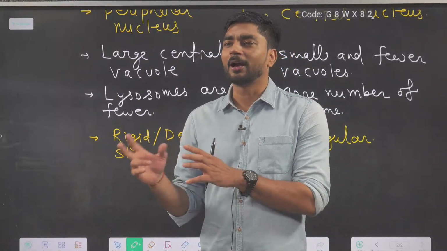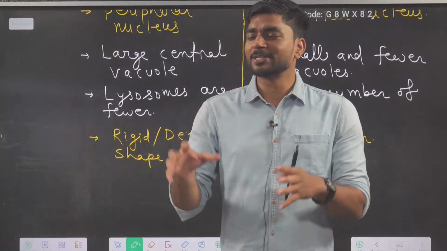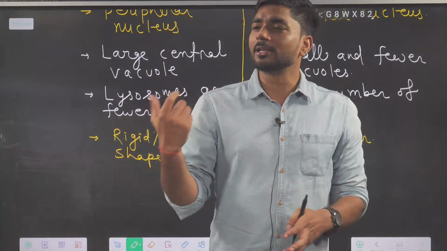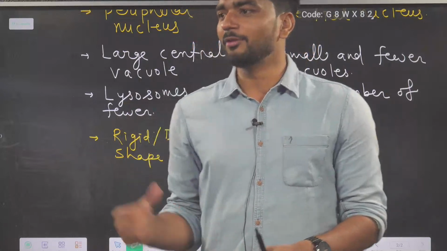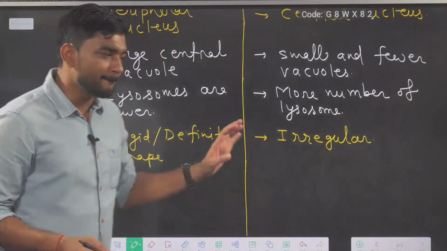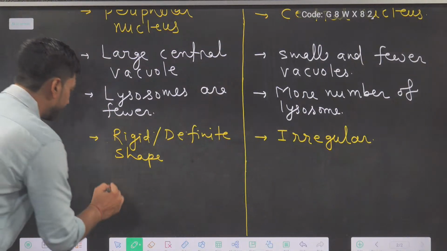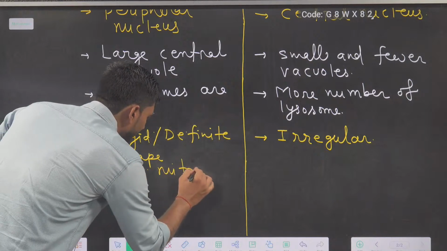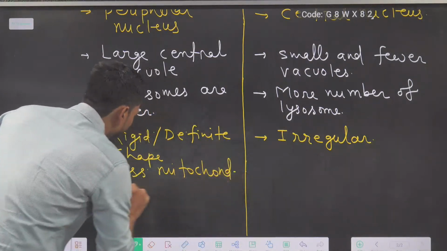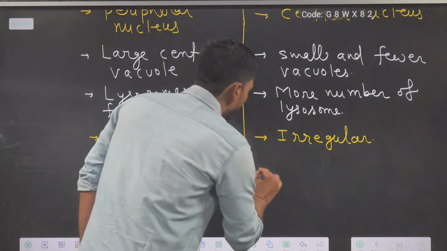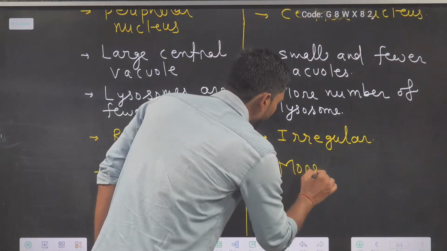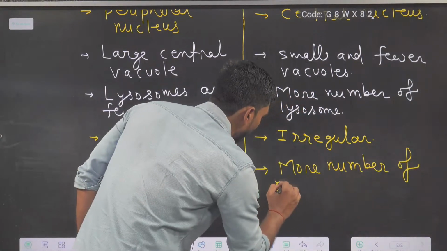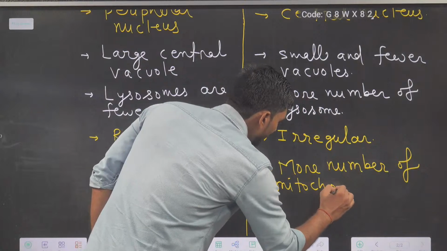So that's why the plant doesn't need much mitochondria, because plants remain at one place. The plant is not moving here and there, so the consumption of energy is very less. So mitochondria is there, but its number is less. Less number of mitochondria, while in animal cells more number of mitochondria is there.